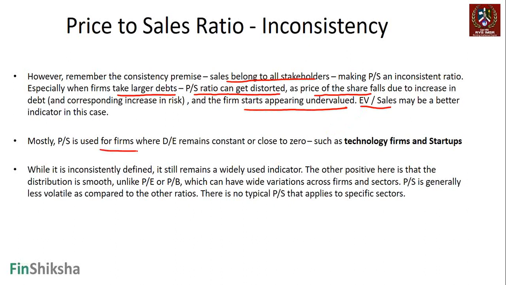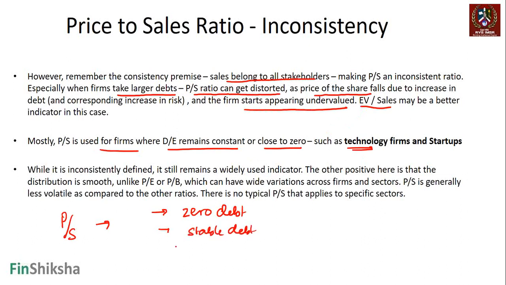However, this is used for firms where debt equity either remains constant or is close to zero, like technology firms, which have very low debt equity. So what are the sectors where you will use this? Either sectors which have zero debt or stable debt, or startups where you don't have any other measure. So whether we like it or not, we are going to use it, for companies where market share is an important yardstick, right?